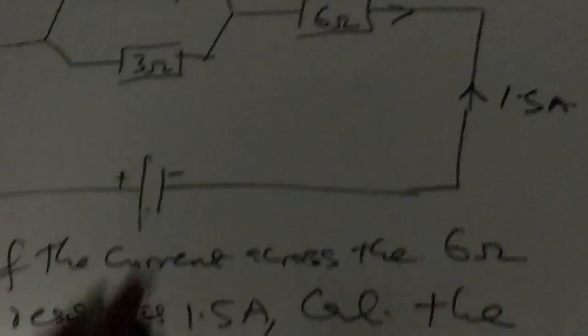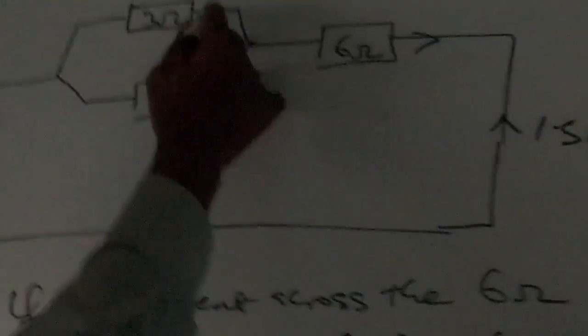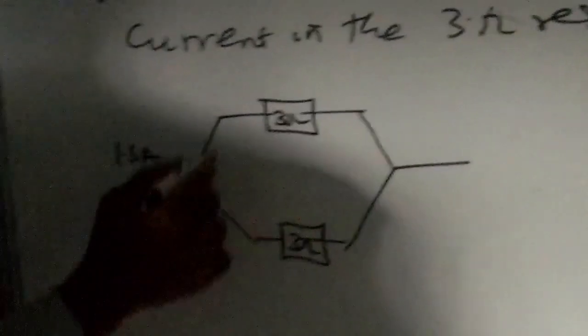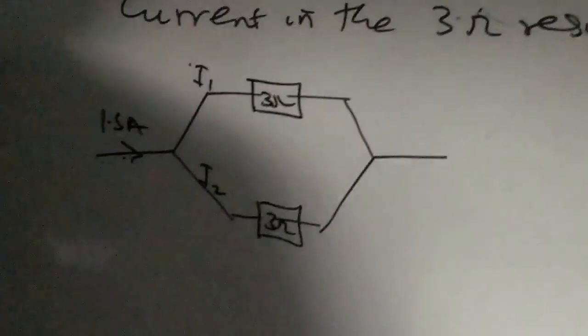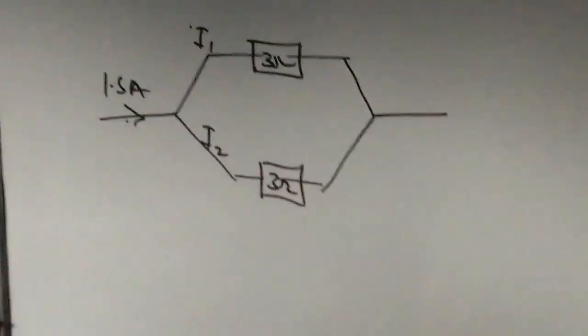But when the current reaches this point, it's going to break into 2. So let's look at it this way. So we can see the 1.5 ampere either from this end or this end. On reaching this point, we have a 3 ohm resistor here. I have also another 3 ohm resistor. On reaching this point, the current splits into 2. Here we have I1 and I2. The current splits into 2.